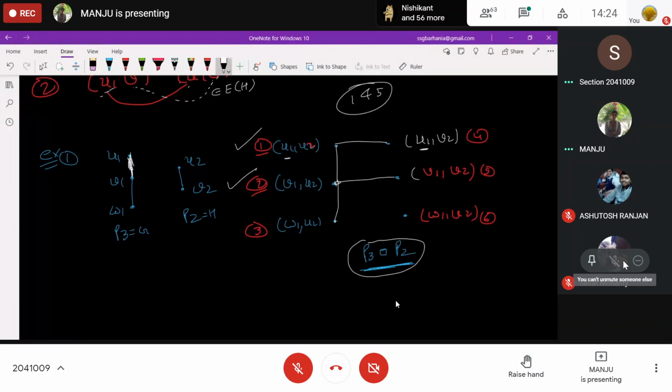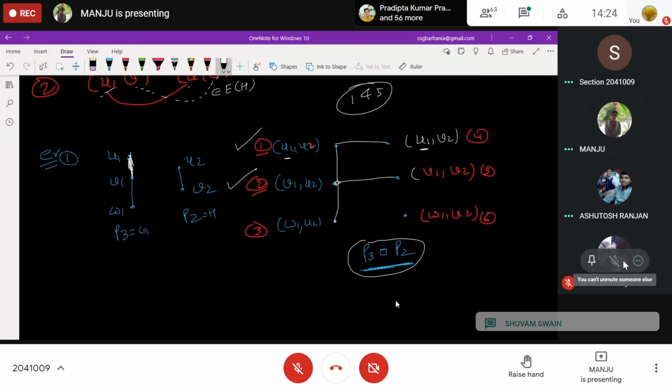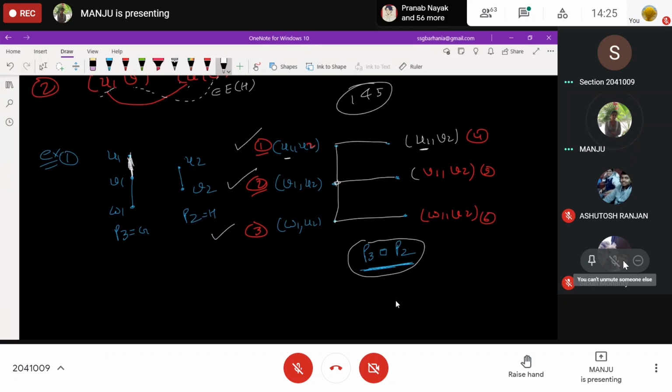Pick 3. Is 3 adjacent to 4? No, sir. 5? No, sir. 6? Yes, sir. 3 is done. Now pick the fourth one. Is fourth adjacent to fifth? Yes, sir. Fourth adjacent to sixth? No, sir. So 4 is done. Is fifth adjacent to six? Yes, sir. So fifth and six are done. So this is the Cartesian product of these two graphs.